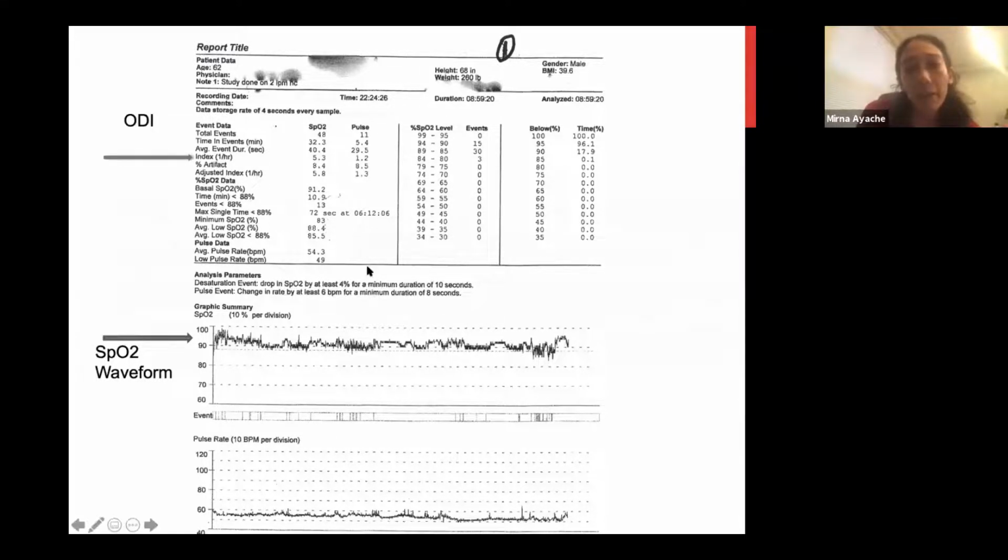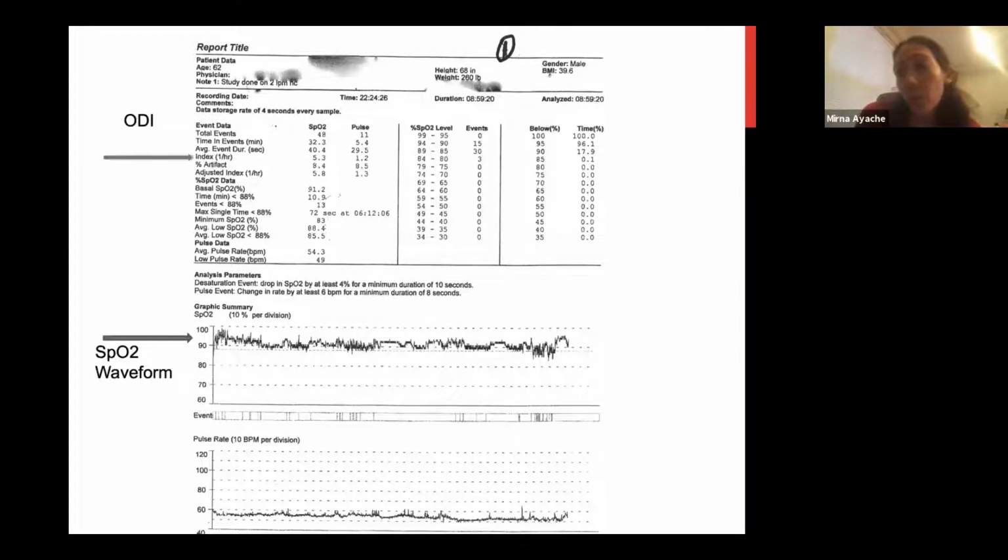And the problem with it is there's just so many parameters here: events, time in events, for example, average event duration, there is the index, there is the basal saturation, time spent with saturation at 88%. So the question is, what evidence do we have of these parameters actually helping in detecting obstructive sleep apnea? And what should we rely on mainly?